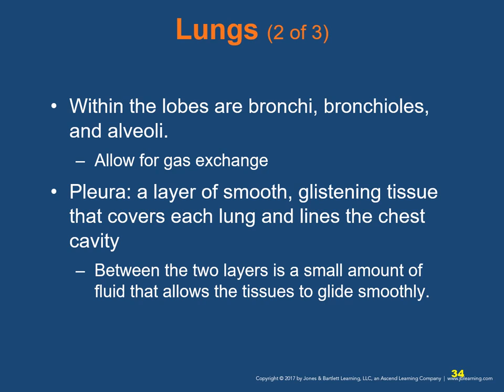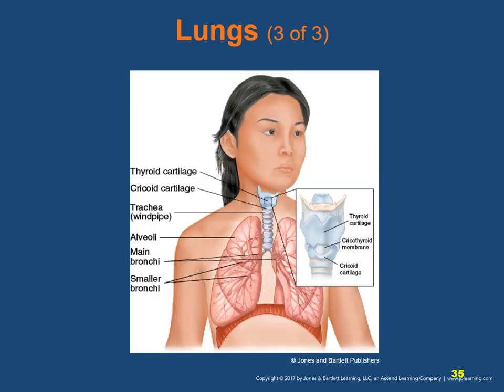Then you have the pleura, which is a layer of smooth, glistening tissue that covers each lung and lines the chest cavities. Between those two layers is a small amount of fluid that allows the tissues to glide smoothly. Lungs, as I was just discussing.